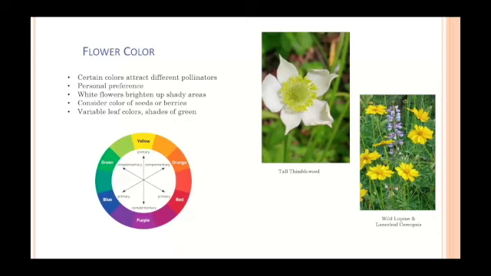Putting white flowers in a shady area helps brighten it up and makes it more interesting to go visit and explore. And then when we use complementary colors, we can start to get nice blends of different compatible colors in the landscape. Purple and yellow is a really common combination that we like to put together.